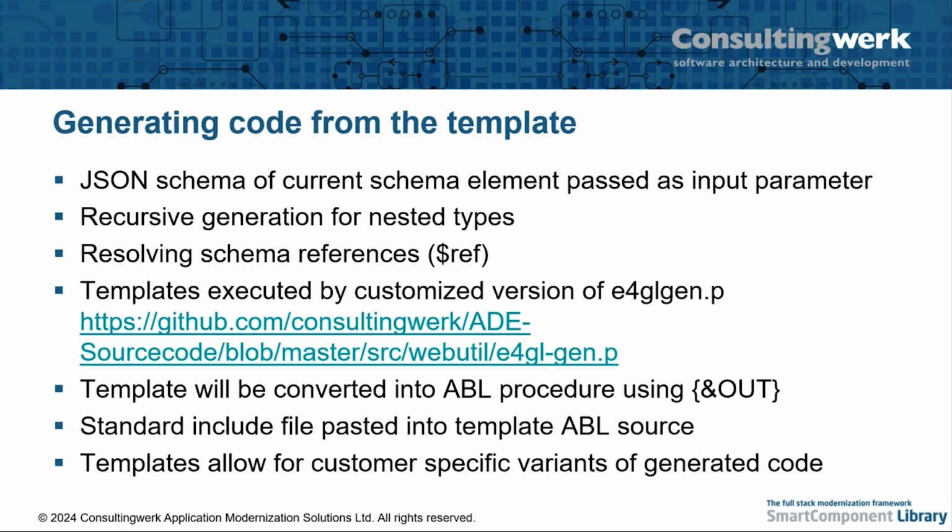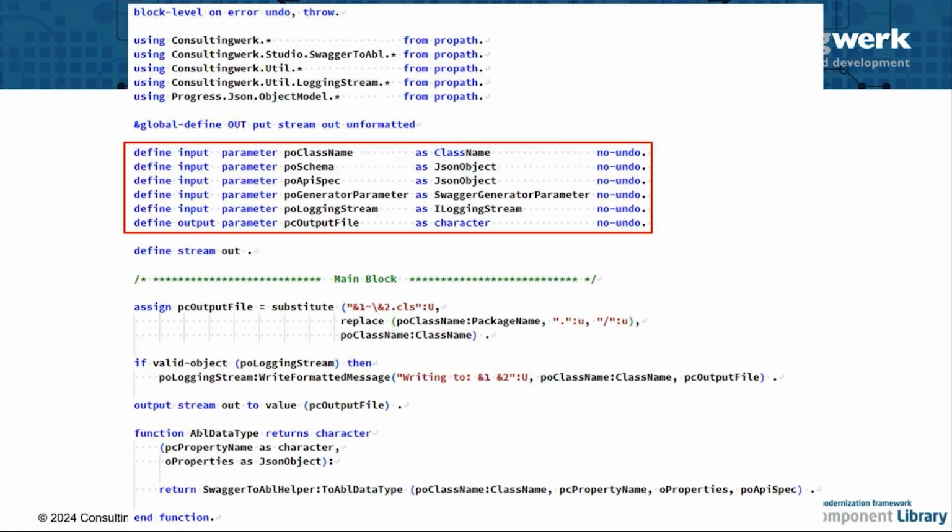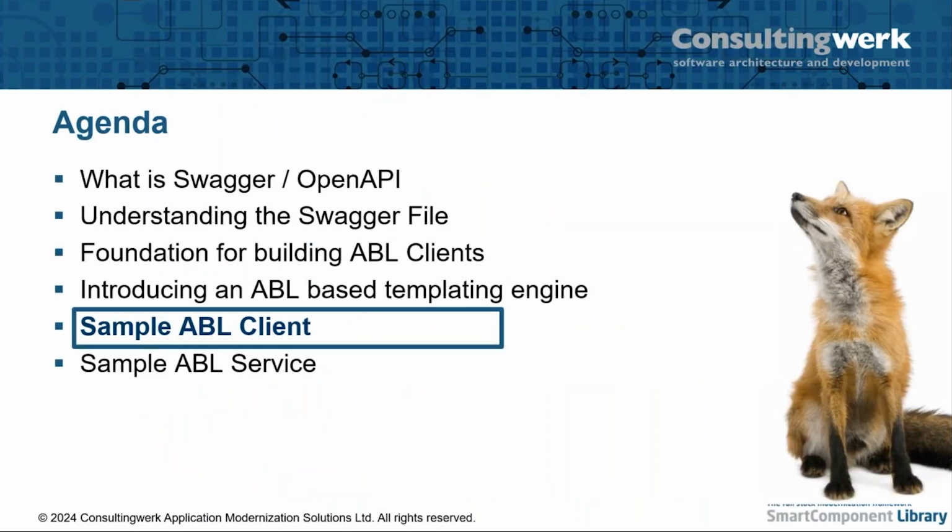Schema references: you may have elements referencing the same schema portion using a $ref in the Swagger file. And in the end, the template file that we've seen there, when we generate an ABL class out of that, will be converted into an ABL procedure. There's an include file that's put into the template with some general definitions. Then the template is executed.